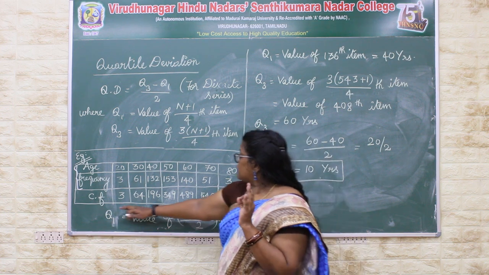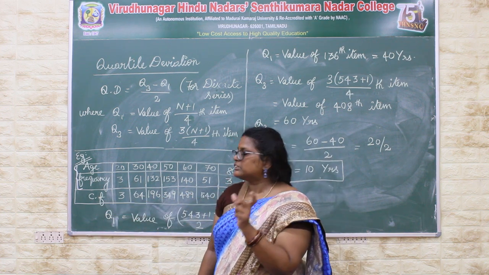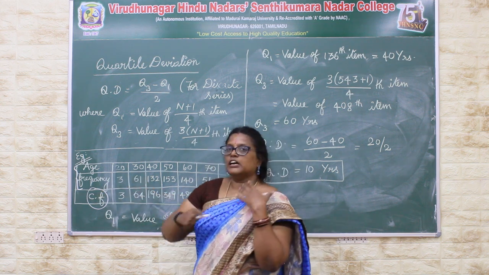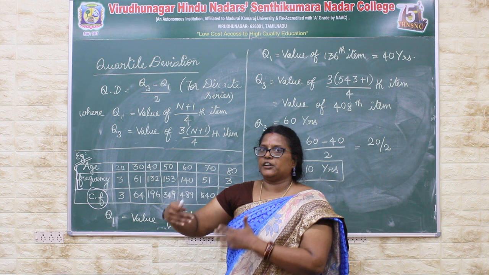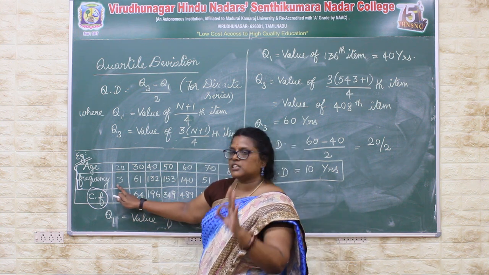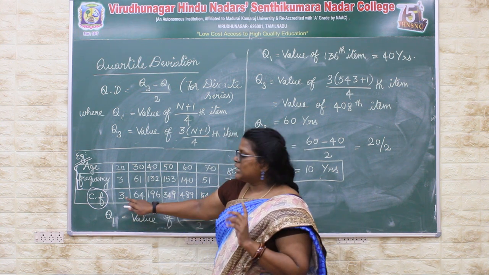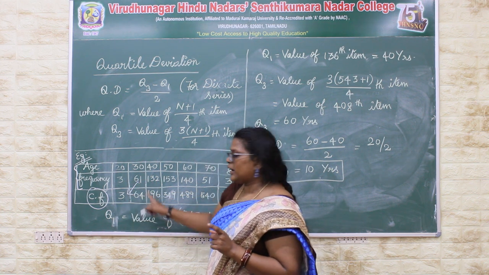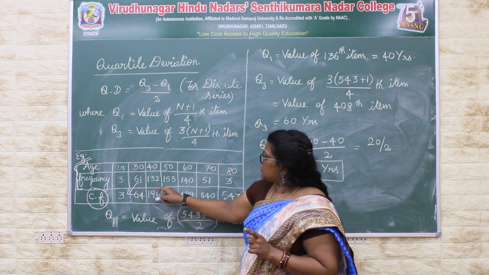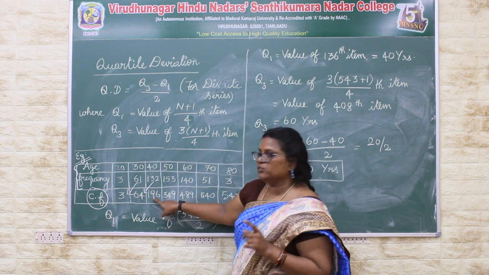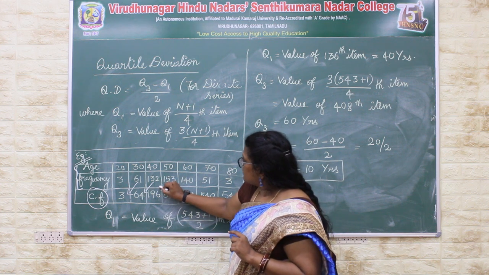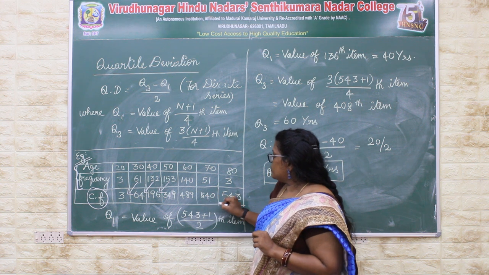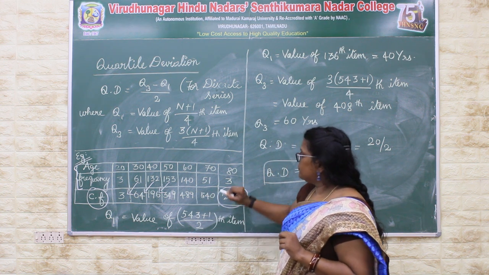So, the cumulative frequency, CF. The first frequency is 3, so 3 is the first CF. The next frequency is 61, so 61 added to 3 is 64. Then 64 plus 132 is 196. And 196 plus 153 is 349. If we add on, the total comes to 543.